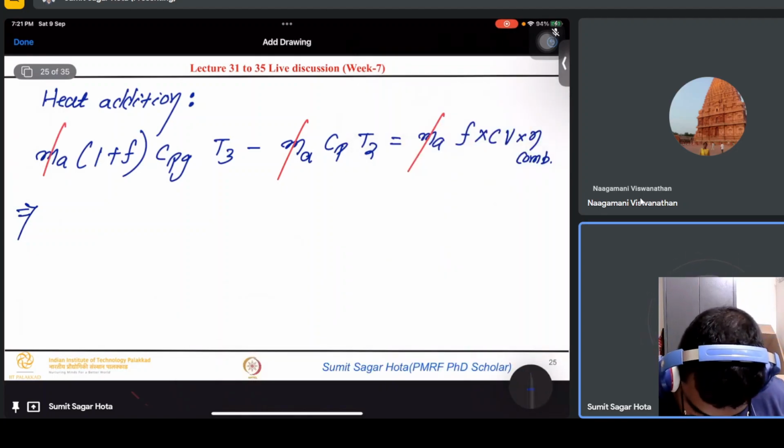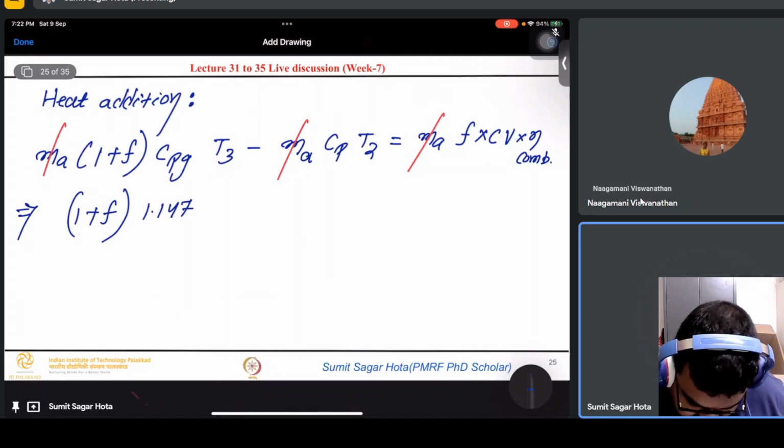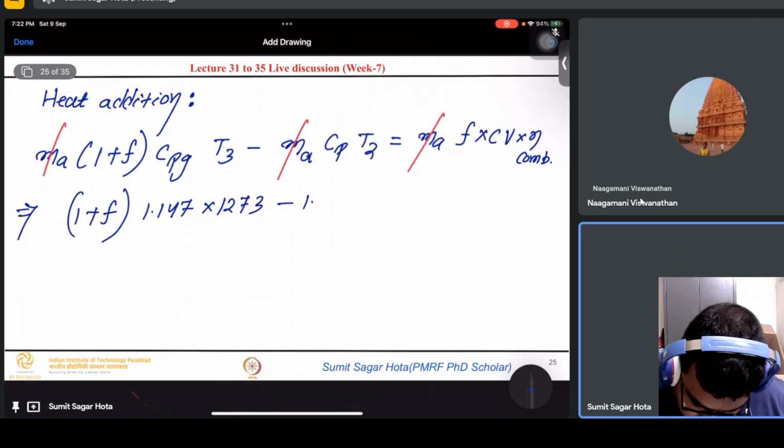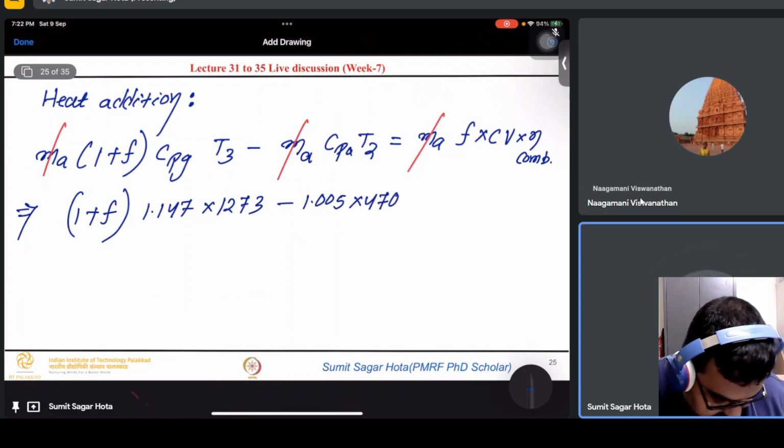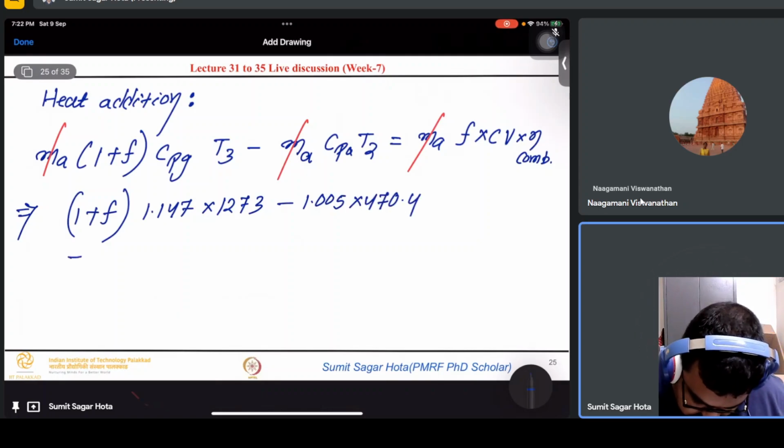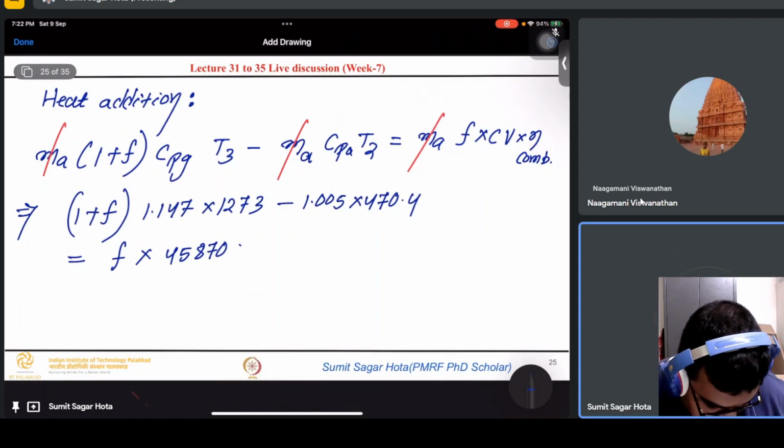Then substitute the values. F we don't know, CPG 1.147, T3 1273, CP of air 1.005, write down, T2 470.4 is equal to F, calorific value 45870. Combustion efficiency is not given, that means assume it as 100%.